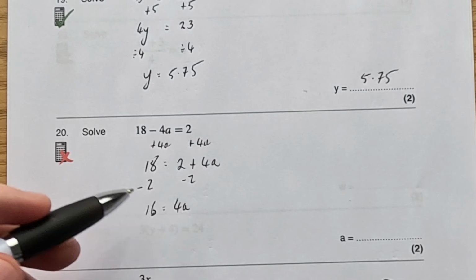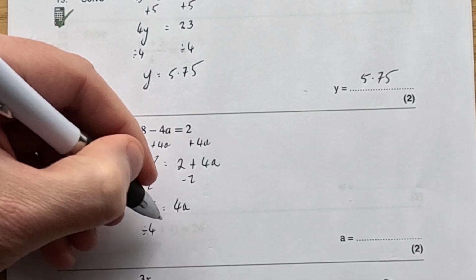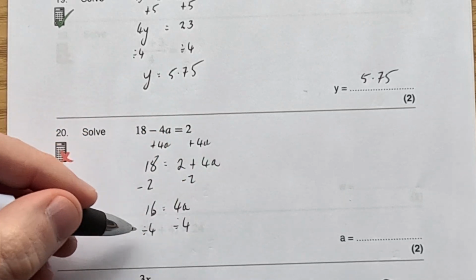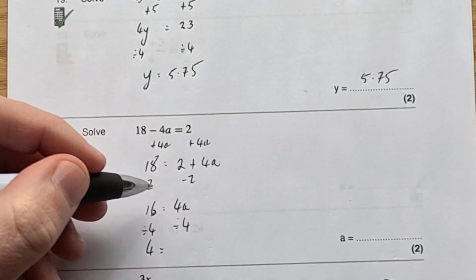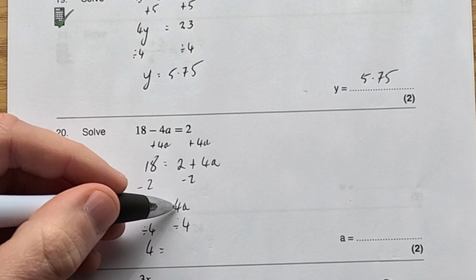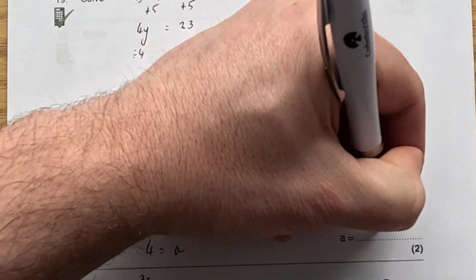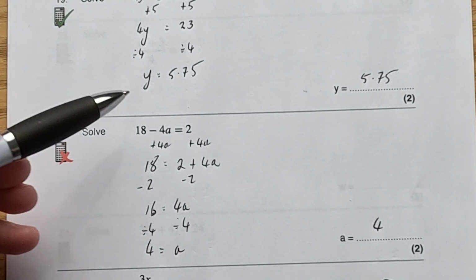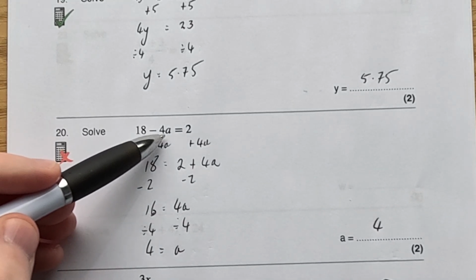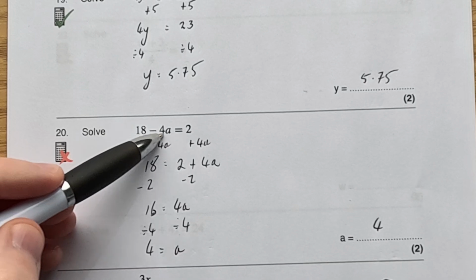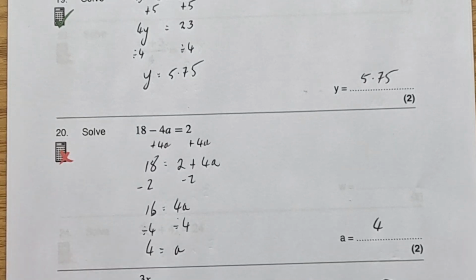Now we don't want this multiplied by 4, so we're going to divide by 4 and divide by 4. And 16 divided by 4 is 4. And 4a divided by 4, well, we're dividing by 4 to get rid of the times by 4, so we'd just be left with a. So we've got that 4 equals a, or a equals 4. And that's it. And let's check our answer. 4 times 4 is equal to 16, and 18 take away 16 is equal to 2. So that's it, we know we're right.